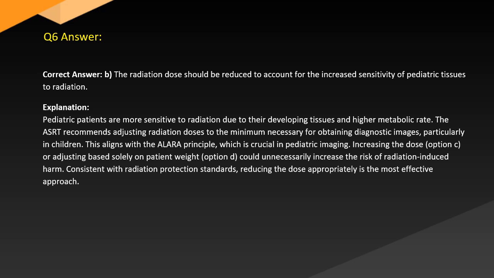Answer. Correct answer. B. The radiation dose should be reduced to account for the increased sensitivity of pediatric tissues to radiation. Explanation. Pediatric patients are more sensitive to radiation due to their developing tissues and higher metabolic rate. The ASRT recommends adjusting radiation doses to the minimum necessary for obtaining diagnostic images, particularly in children. This aligns with the ALARA principle, which is crucial in pediatric imaging. Increasing the dose, option C, or adjusting based solely on patient weight, option D, could unnecessarily increase the risk of radiation-induced harm. Consistent with radiation protection standards, reducing the dose appropriately is the most effective approach.